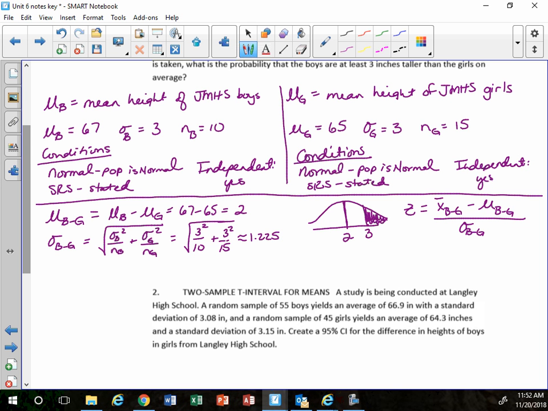What are we saying? We're talking about the difference being 3 or more, right? So the 3 is what goes here, minus the 2 was actually the mu, the difference in the populations there. Okay, and then this is our 1.225. So my z is 3 minus 2 over 1.225, which comes out to be about 0.207.